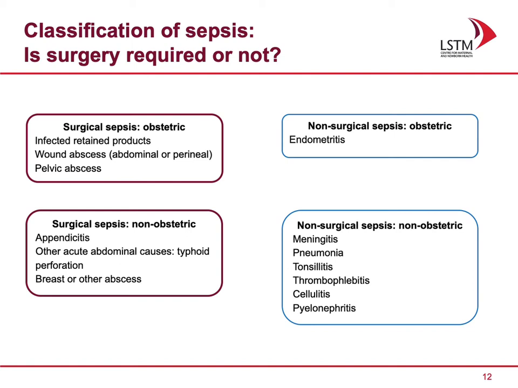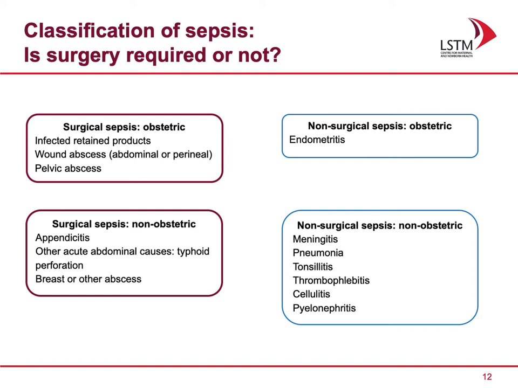There could be other surgical sources of infection. So a patient might have appendicitis, or they might have a different abdominal cause, for example, a gut perforation secondary to a typhoid infection, or there could be a breast infection or abscess. So with all those surgical types of sepsis on the left-hand side of the slide, you will need to operate on the patient to make them better. Antibiotics by themselves will not be enough.